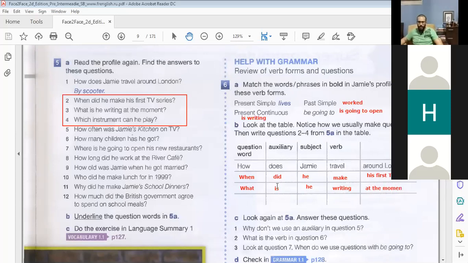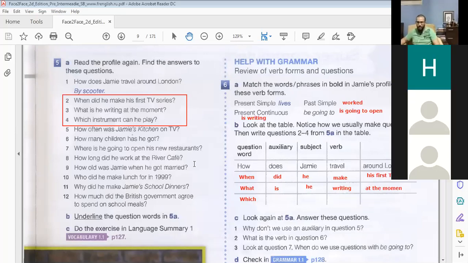And the last one is, which instrument can he play? All right, so can we put it, which? Where's the auxiliary here? Can. Where's the subject? He. Okay. And the verb? Play. Correct. So which instrument? An instrument is with which, because it's a question about the type of instrument. So which instrument can he play?